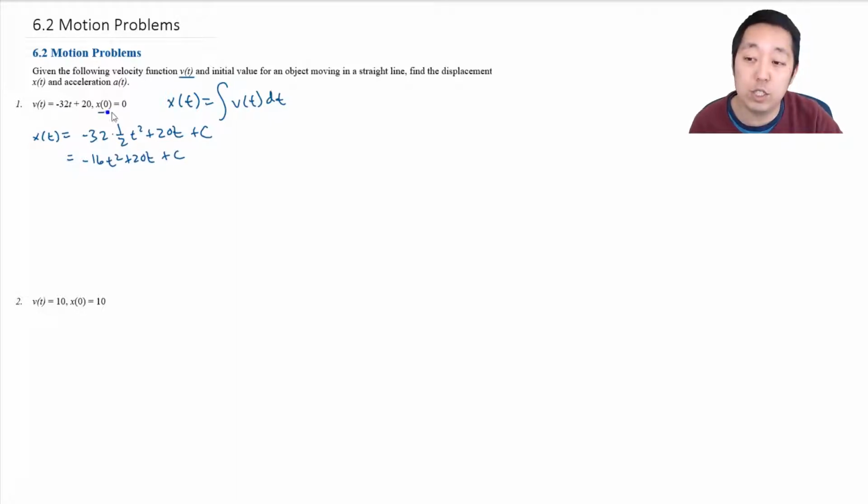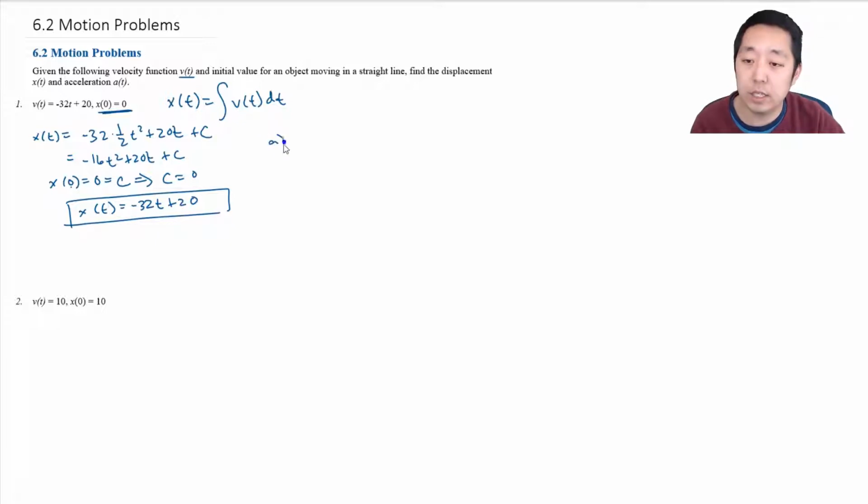They give us an initial value to help us figure out what c is. x of 0 is equal to 0. And if I plugged in 0 into here, right, these will be 0. That's c. So that tells me c is equal to 0. So my x of t exactly is equal to negative 16t squared plus 20t.